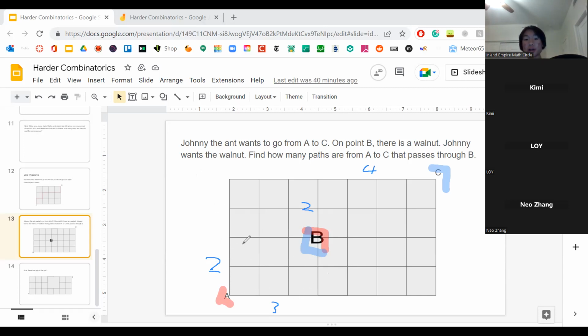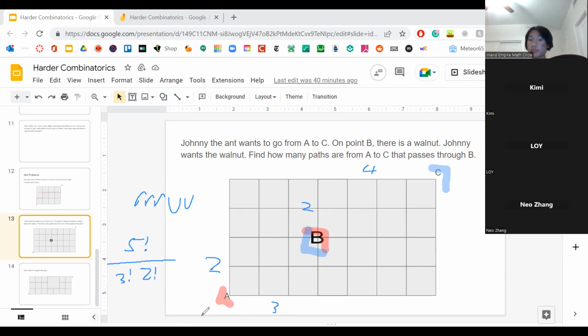Let's count the U and R again. So let's only do A and B for now. Ignore the rest of the problem. So we have 3 rights, right? So it's R, R, R. We have 2 ups, U, U. Count those. What do we get? 5 factorial divided by 3 factorial and 2 factorial.